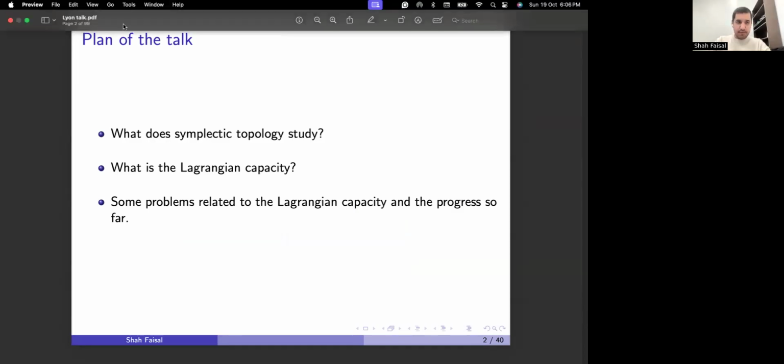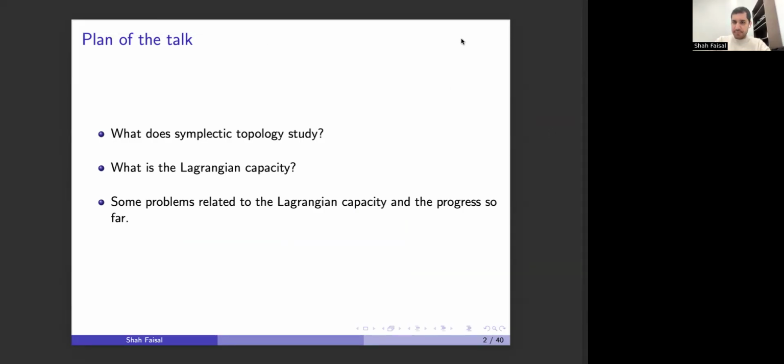I think this window is really disturbing. Okay. Give me a minute, please.